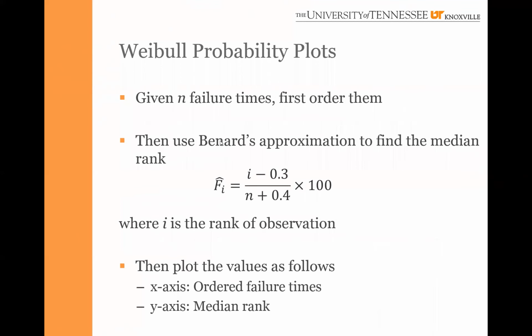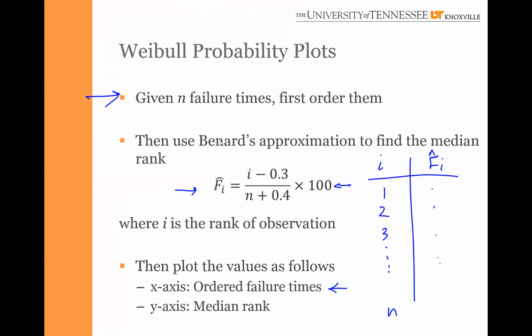Okay, so here's the process. You first order your data points, right? You have n of them. Then you use this approximation to get median rank, right? For i equal to 1, so you're going to have a table, i, 1, 2, 3, up to n. You calculate F of i using this function. And then you plot them. Your failure time goes on the x-axis, and the median rank goes on the y-axis. Sounds simple enough.